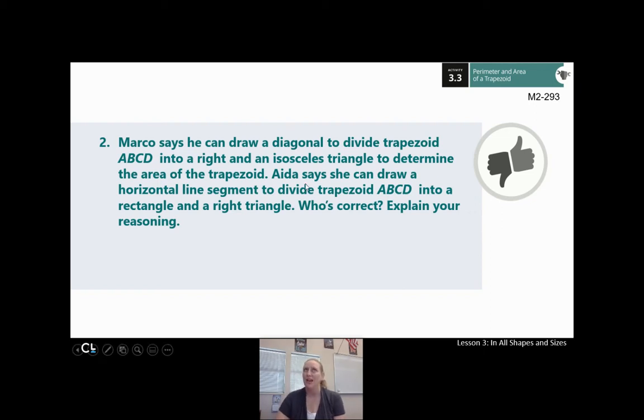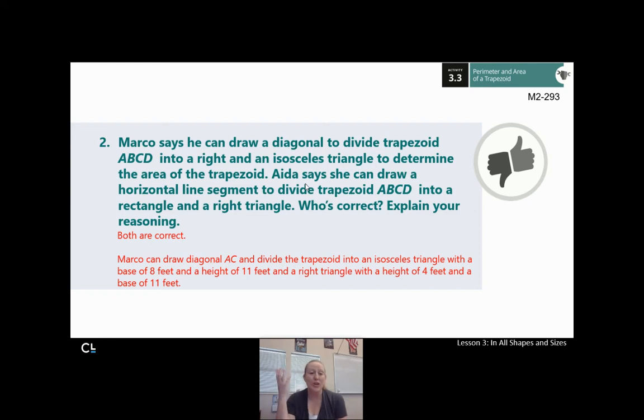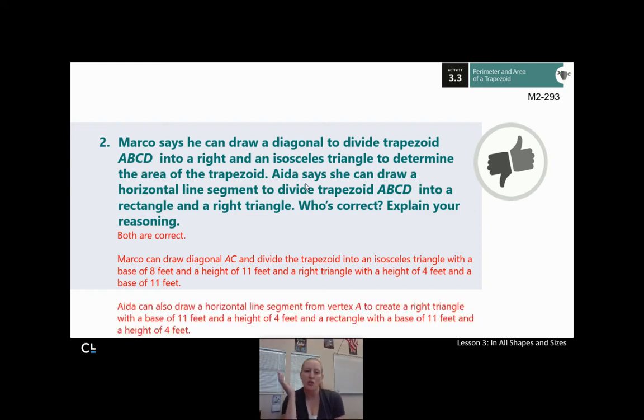Hopefully you guys have realized after our last lesson, both are correct. Both of them are right. Marco could draw his diagonal AC, and have that isosceles triangle, and it would have a base of 8, and it's easy to see the height of 11. And then it also has a right triangle with a height of 4 feet and a base of 11 feet. So Marco can do it that way. That would work.